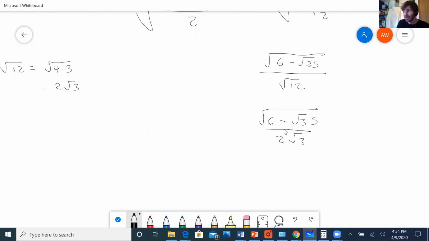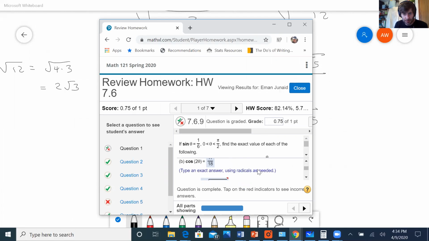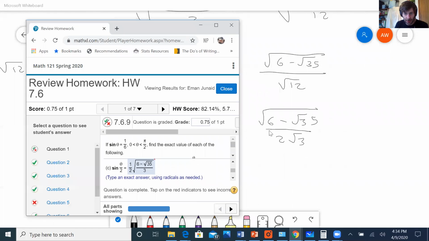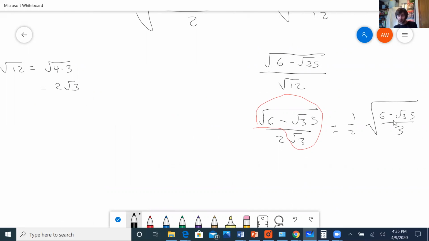And all MyMathLab did to get its answer was put all this bit together and call it 1/2. So it wasn't a form question. Something was missing in there.